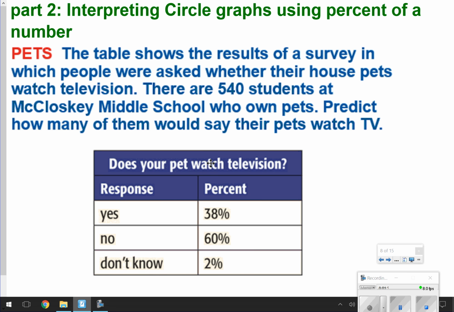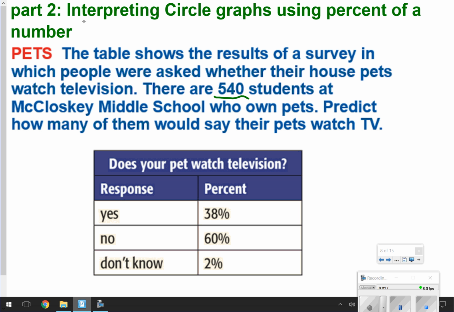Part 2 is actually going to be including some math work. I'm going to do this first question so you can see how it's done, and then you'll have some time to try the next question on your own. This table shows the results of a survey in which people were asked whether their house pets watch television. Kind of silly if you ask me. There are 540 students at this middle school who own pets. Predict how many of them would say their pets would watch TV.